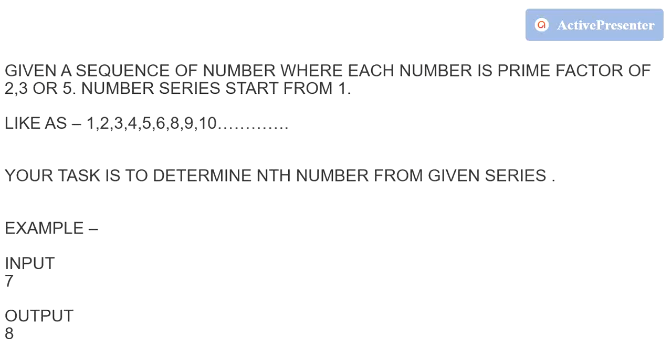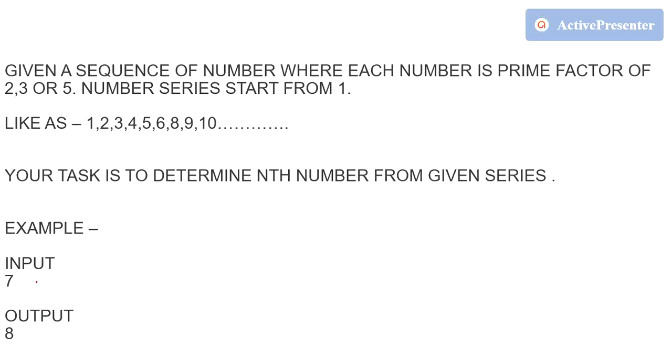So in this video, we are going to discuss the programming question that was asked in the TCS NQT 18th Feb exam. The question is: given a sequence of numbers where each number's prime factors are only 2, 3 or 5, the number series starts from 1. They have also mentioned it's 1, 2, 3, 4, 6, 8, 9, 10, right? Your task is to determine the nth number from the given series. For example, the nth number that they want to find is the 7th, as given here also.